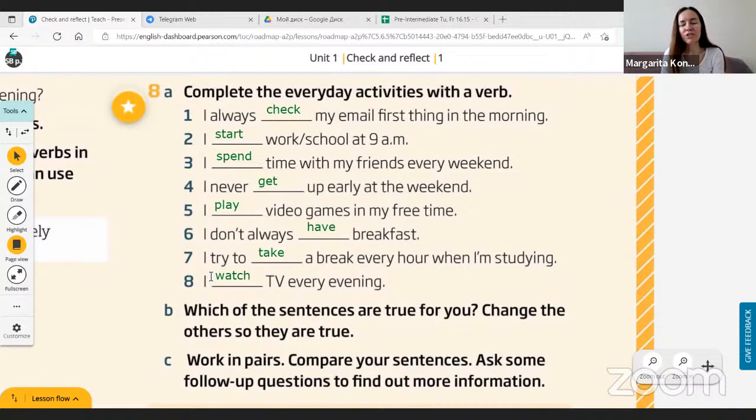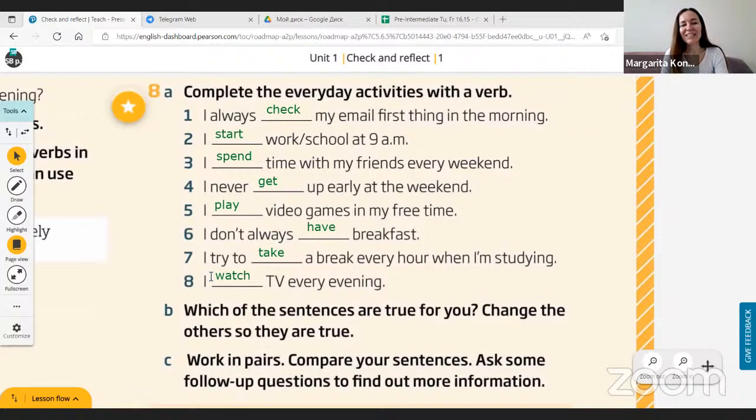All right. And I try to take a break every hour when I'm studying. No, it's not true for me. If I start studying, then I study for a long time. But I take a break from time to time when I feel tired. What about you? Not true. I never try to take a break every hour when I'm studying. Right. Every hour is very often. Yeah, maybe it's good for school children.